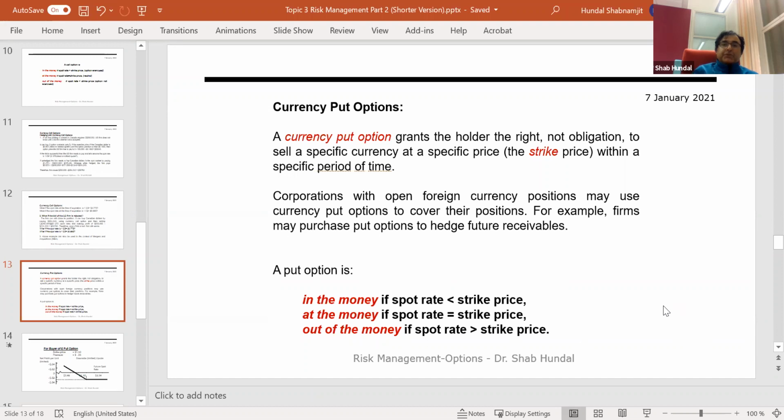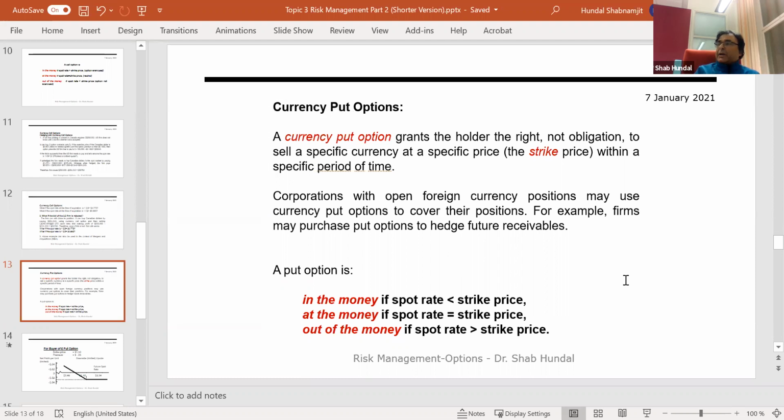The next kind of options that we have are called currency put option. In the currency call option, if you remember the example I gave you, you were an importer. You were going to buy something. You were going to pay the foreign exchange. But in the put option, you are an exporter who would be earning something from abroad.